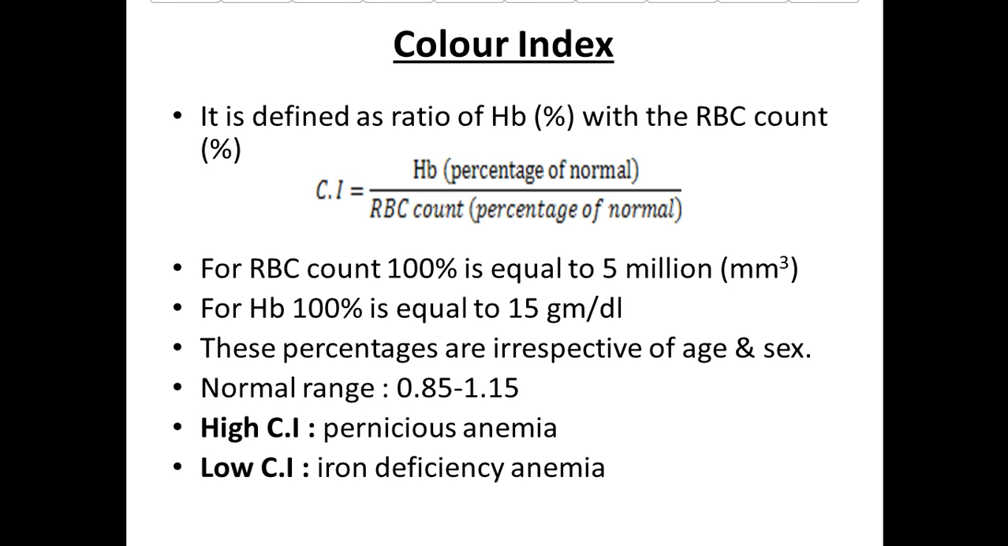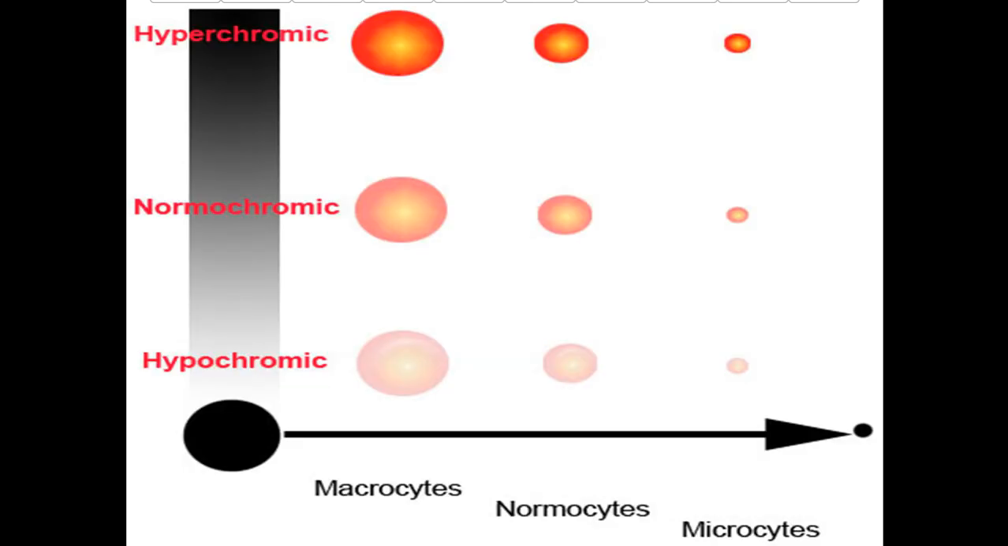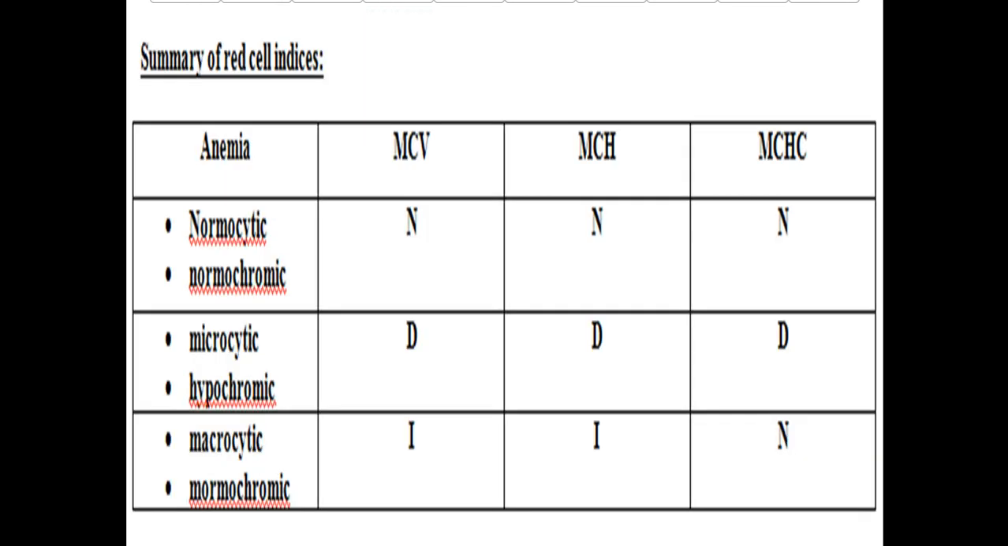So you can see here hypochromic, normochromic and hyperchromic. Three categories of chrome and three categories of size, that is macrocytes, normocytes and microcytes. Summary of red cell indices, that is normocytic, normochromic.